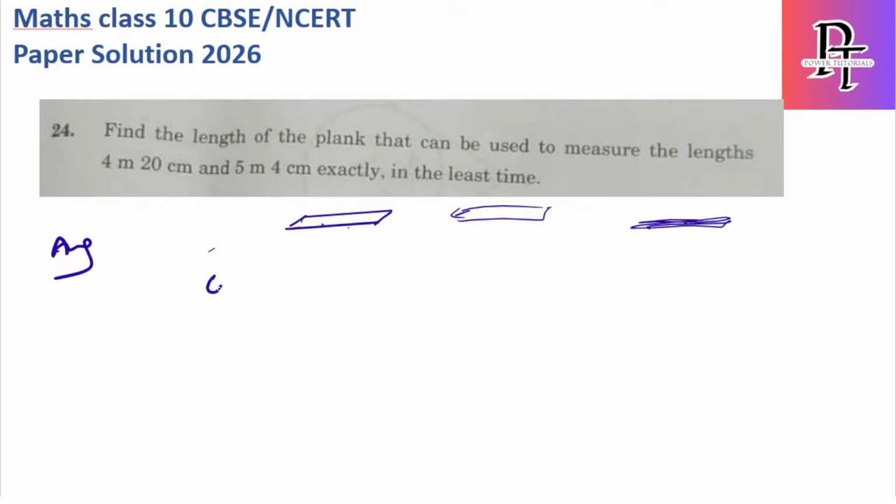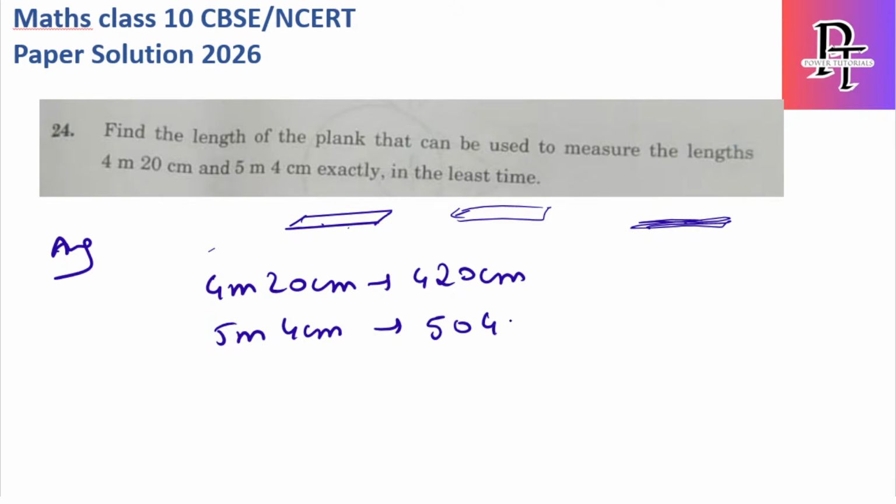So the first term, 4 meters 20 centimeters, I will convert into a single unit, which is 4 meters is 400, so total 420 centimeters. What about the second one, 5 meters 4 centimeters? This I will get as 504 centimeters. Now let's find the HCF of these two. For that I will use the prime factorization method. So 420 and 504, I will write it first. Okay, let's write on the next page.